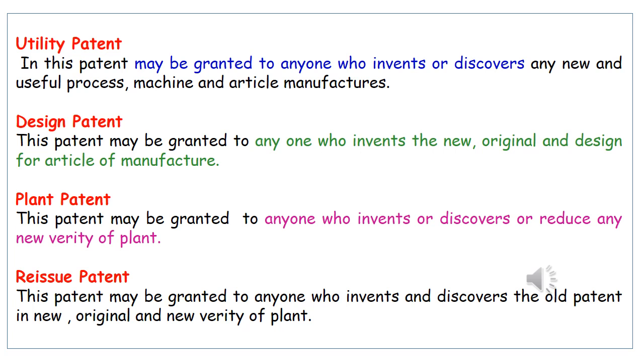Second one, design patent. This patent may be granted to anyone who invents a new, original design for an article of manufacture. The third one, plant patent. This patent may be granted to anyone who invents or discovers or reproduces any new variety of plant. The fourth one, reissue patent. This patent may be granted to anyone who invents and discovers the old patent in new, original and new variety of plant.